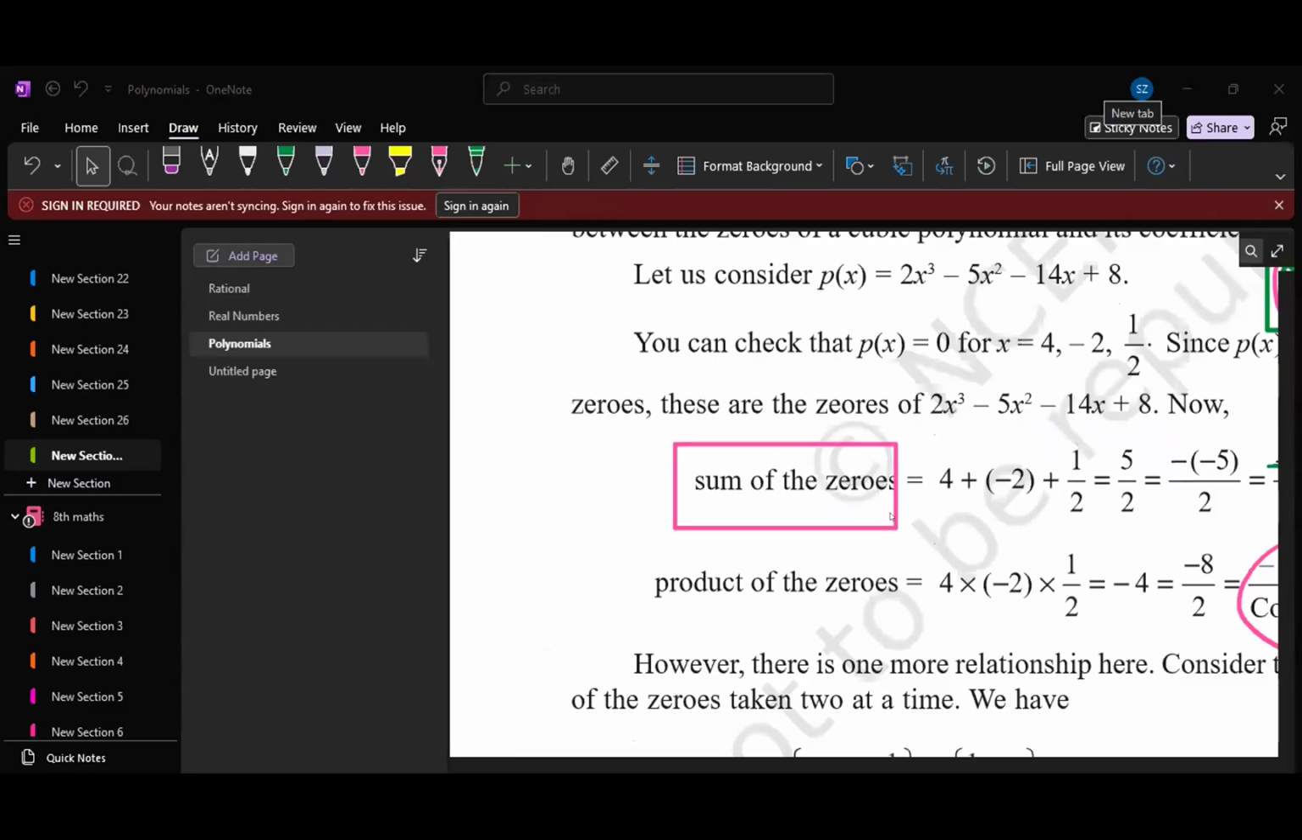Ma'am, what is the shape of the cubic equation? Cubic equation? One second, I'll show you the figure once again. Just give me a minute. I was downloading the other PDF.